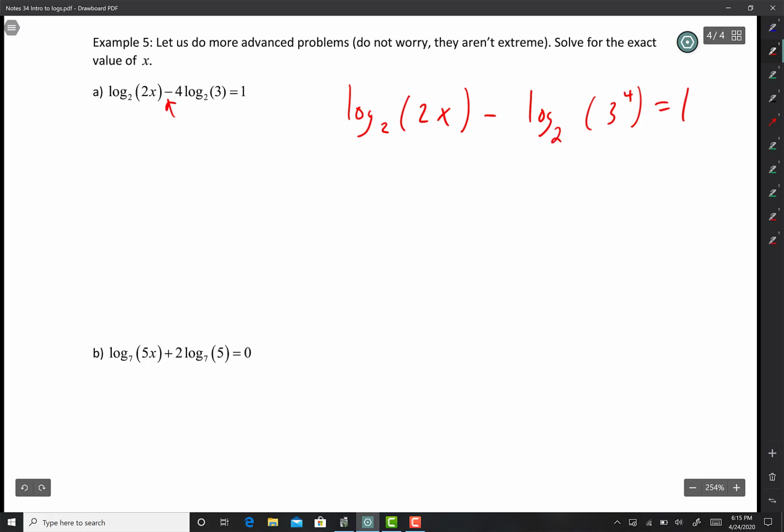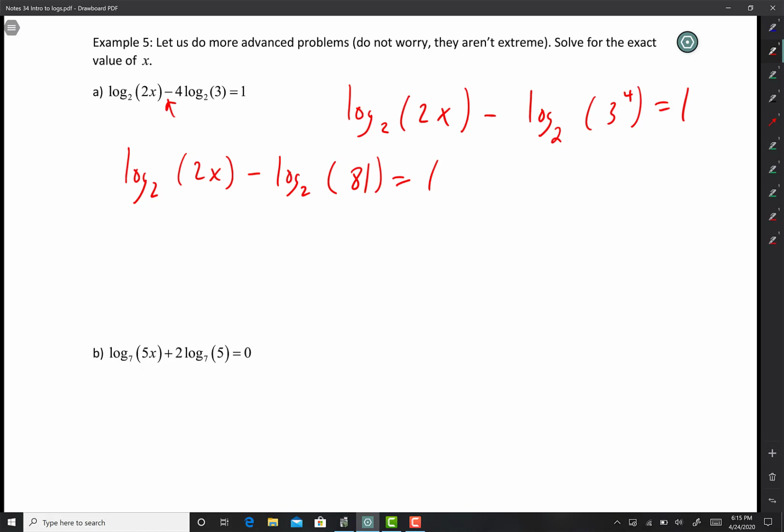All right. Now, let's see. 3 to the 4th power, I believe that's 81. 3 times 3 is 9, and then 9 times 9 is 81. So I'm going to write log base 2 of 2x minus log base 2 of 81 equals 1. So I have a minus here, so I'm going to turn this into a quotient for logs: log base 2 of 2x over 81 equals 1.